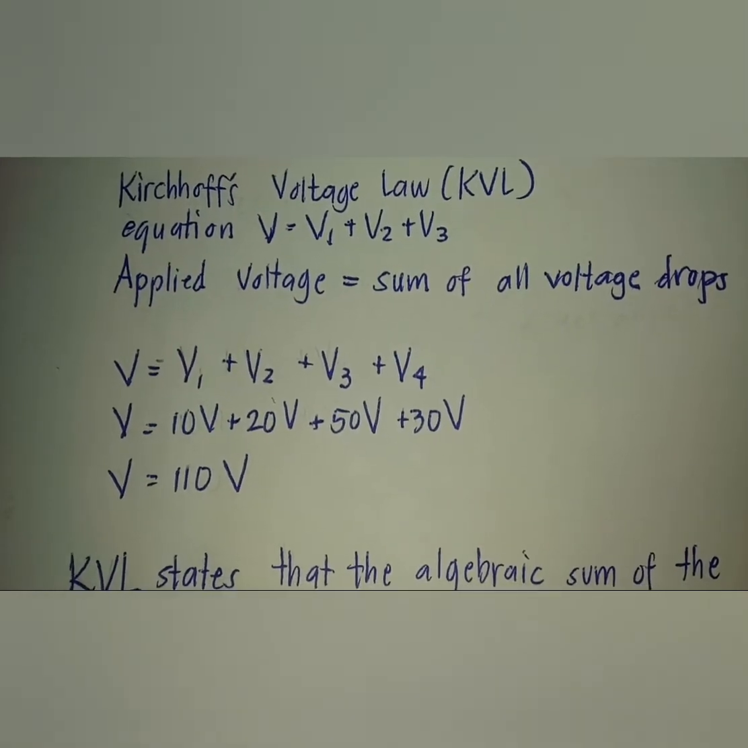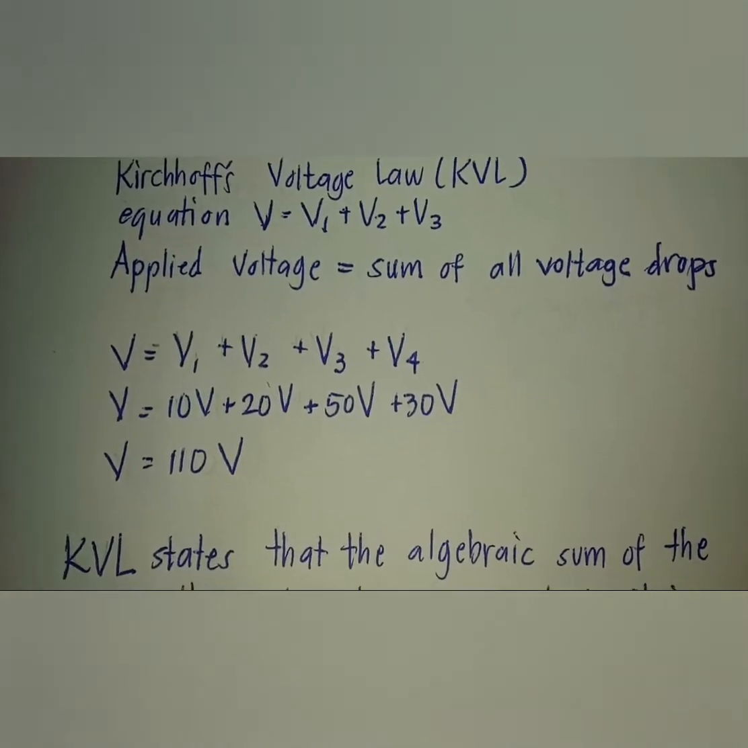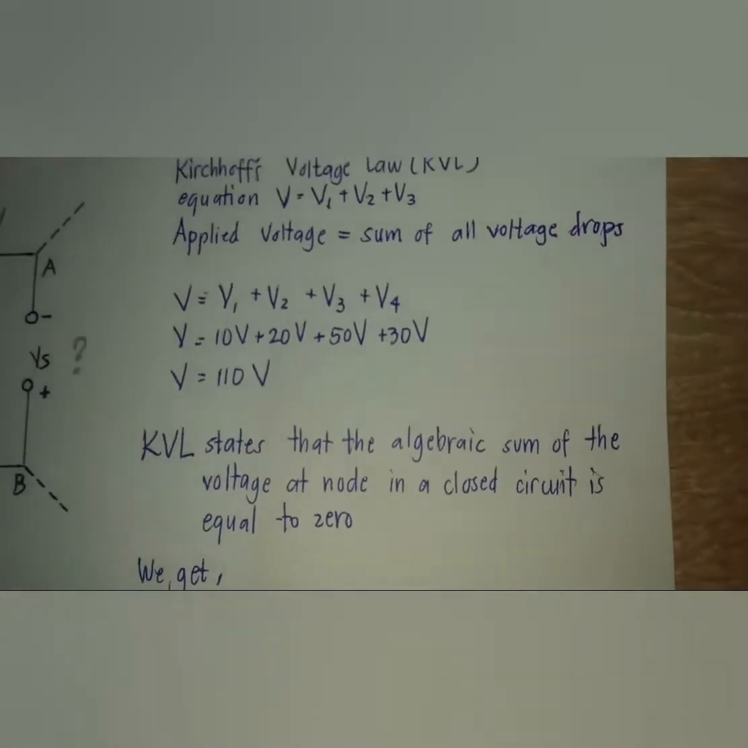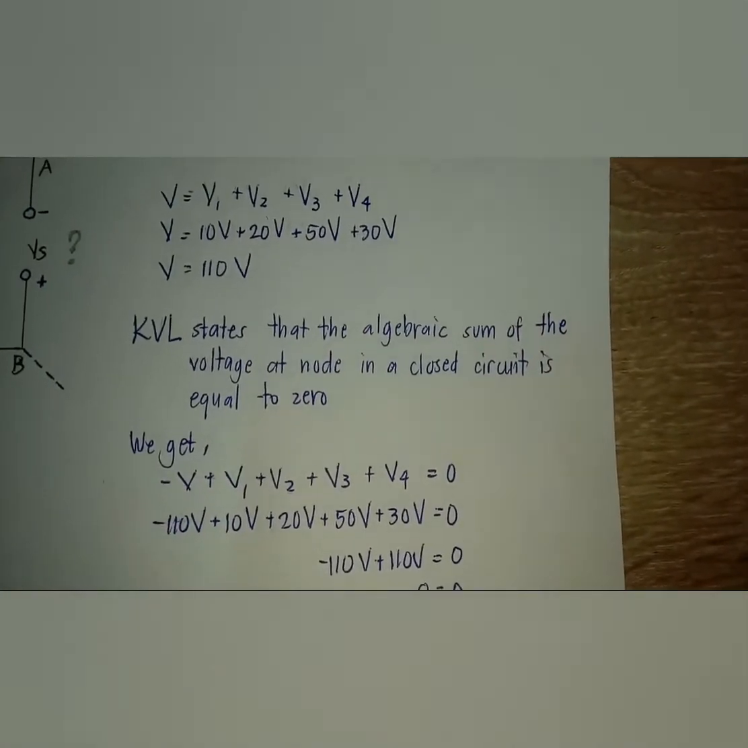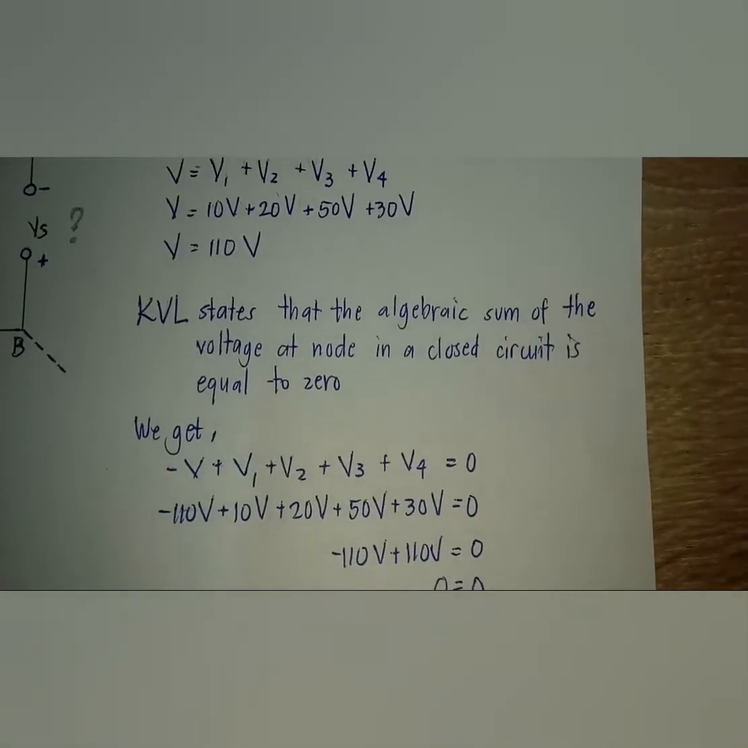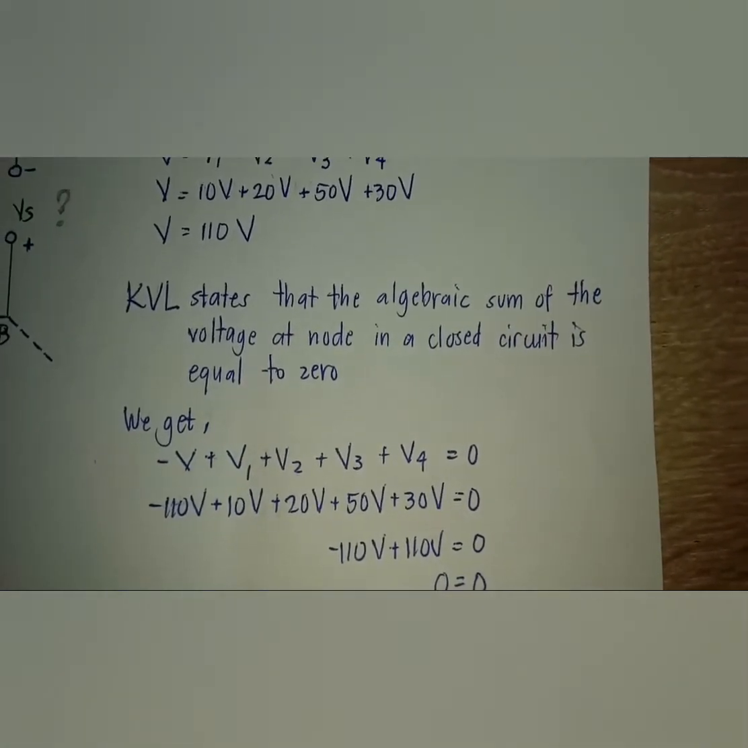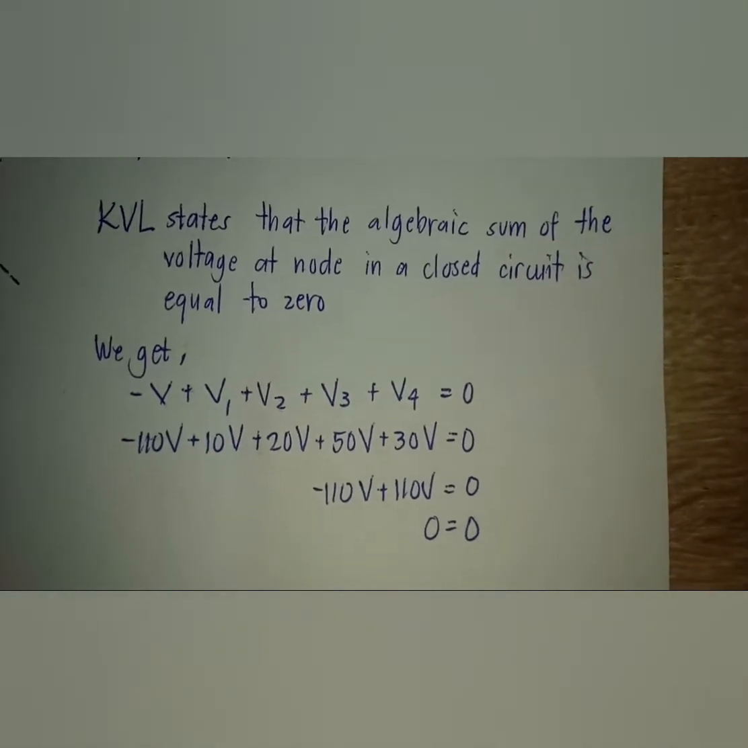This is the applied voltage equals the sum of all voltage drops. So to solve, we will have V equals V1 plus V2 plus V3 plus V4. And then the value which we will get, V is equal to 110 volts.